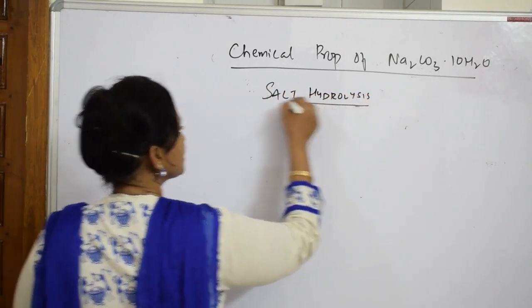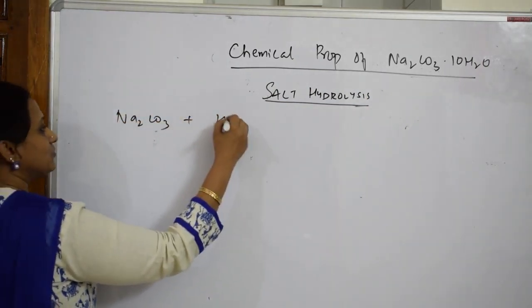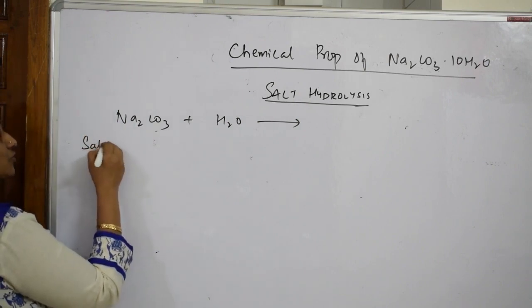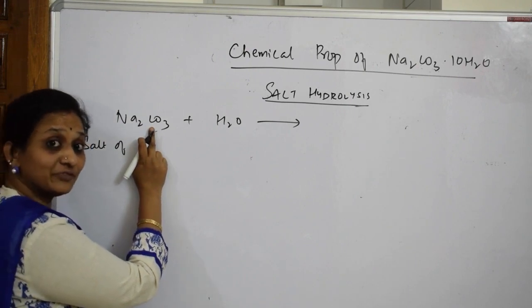Right, what is this? Basically I'm going to take sodium carbonate and combine it with water. Now here, what do we have? We have a salt. Carbonate has come from which acid? From a weak acid.